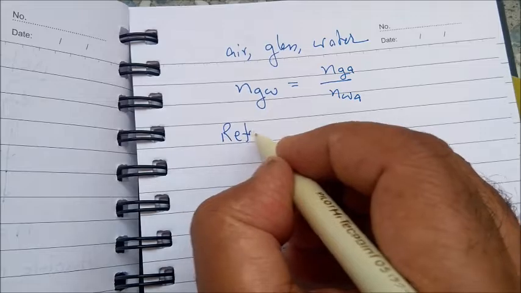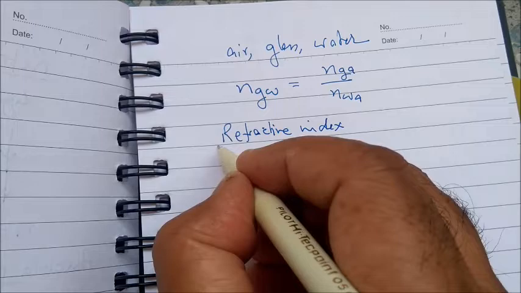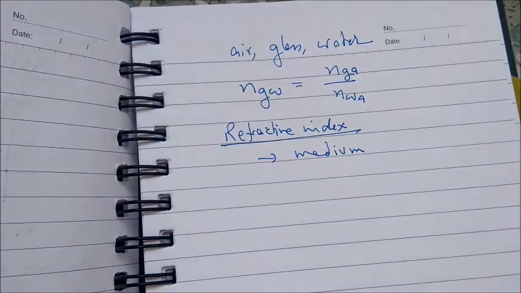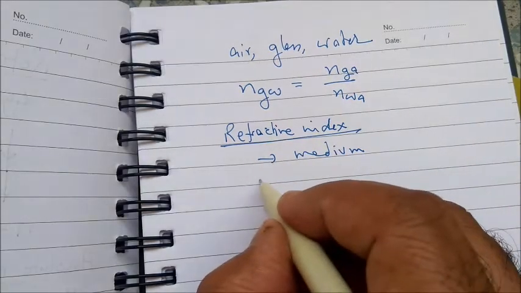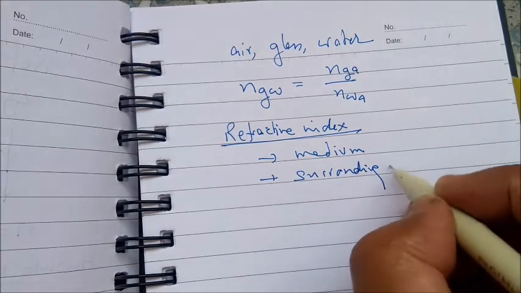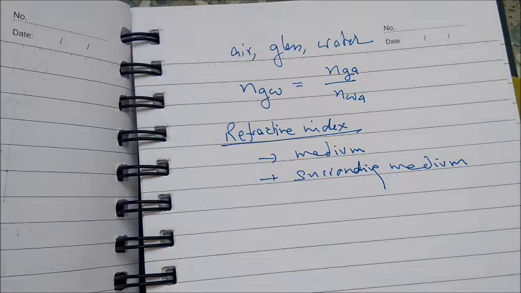Okay, now the factors on which this refractive index depends. We have seen that it depends on the medium. So refractive index of glass is different from the refractive index of water. It also depends on the surrounding medium, because refractive index of glass with respect to water is different from refractive index of glass with respect to air.